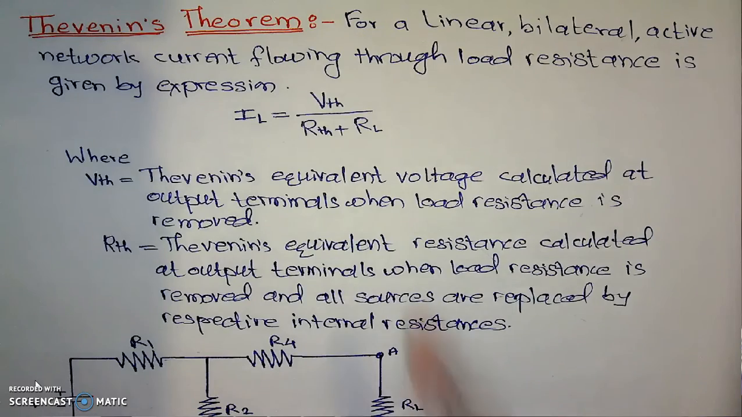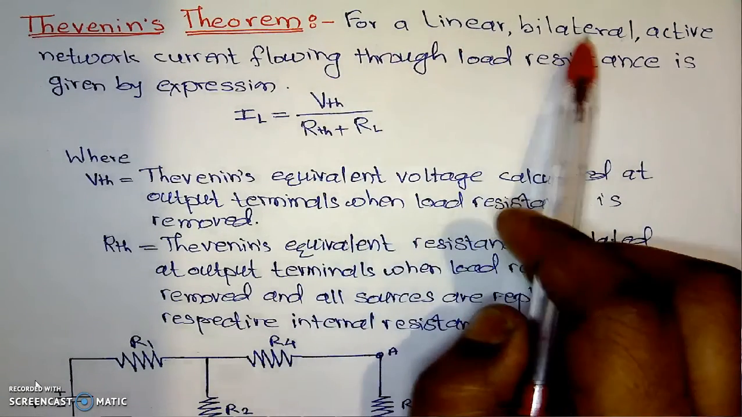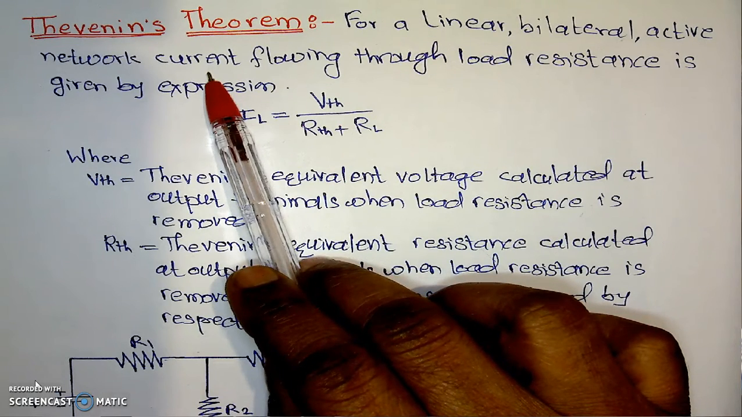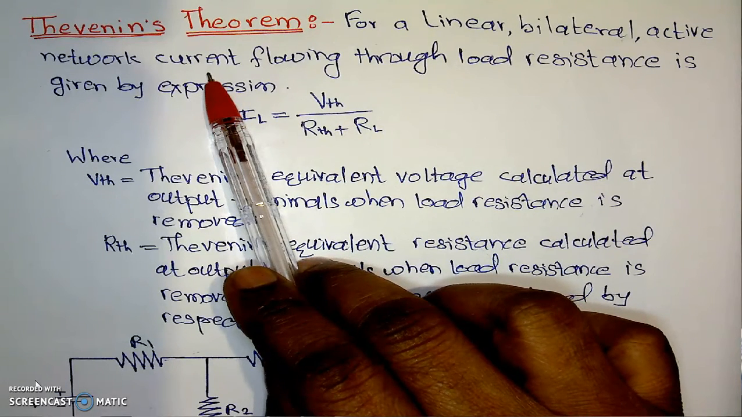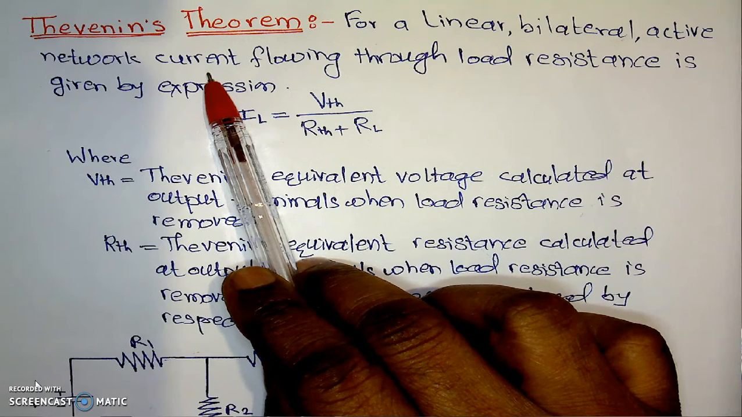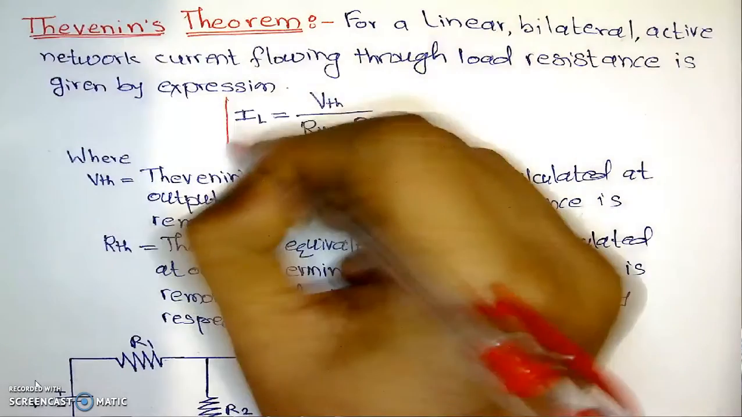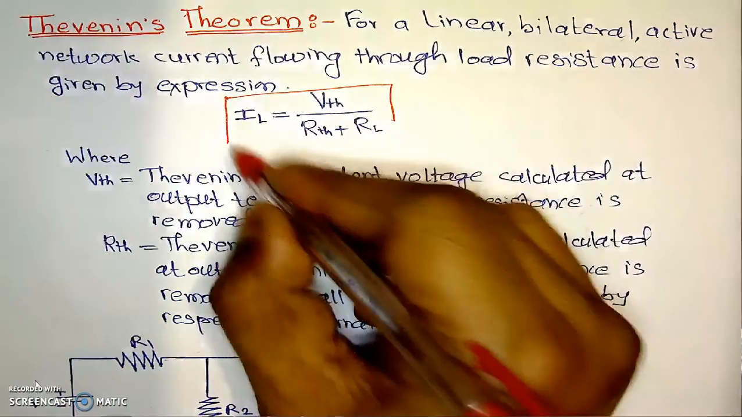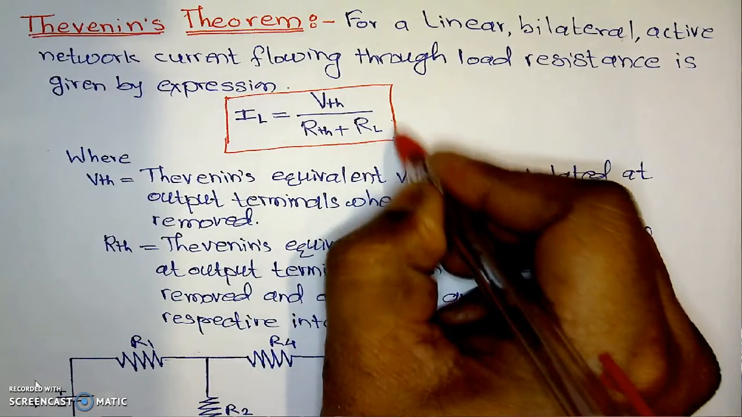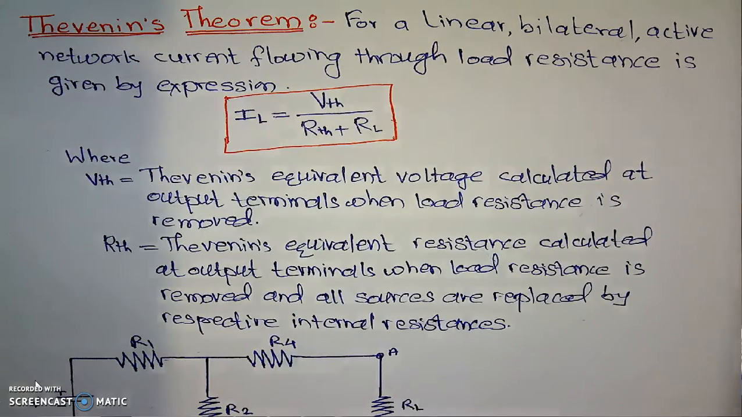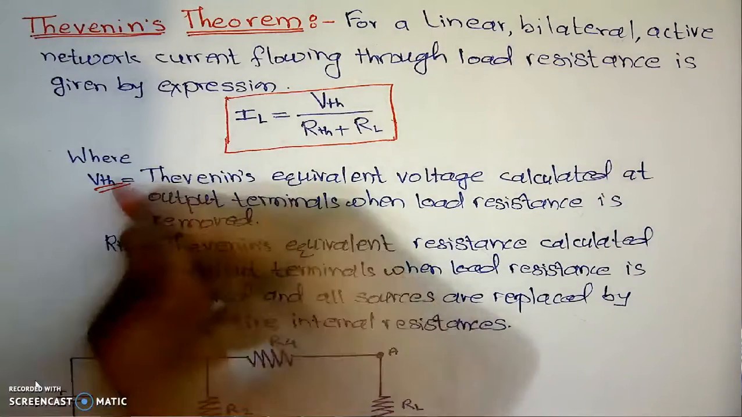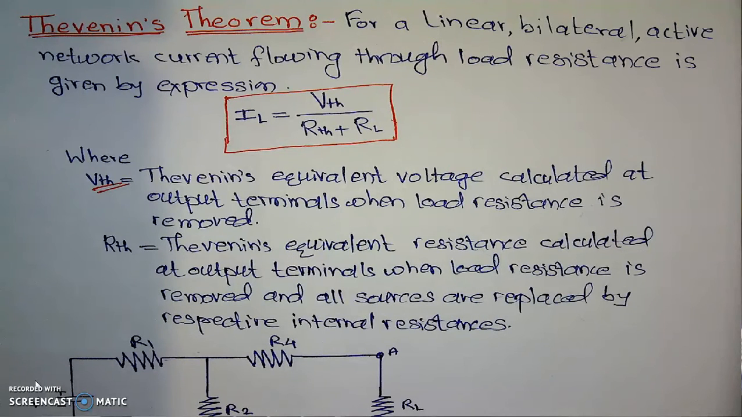The statement is that for a linear bilateral active network, the Thevenin's theorem is applicable to only linear network, bilateral network and active network. Current flowing through the load resistance is given by this expression: IL is equal to VTH divided by RTH plus RL, where VTH is Thevenin's equivalent voltage calculated at the output terminals when the load resistance is removed.